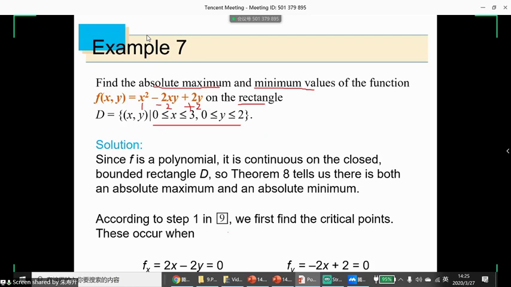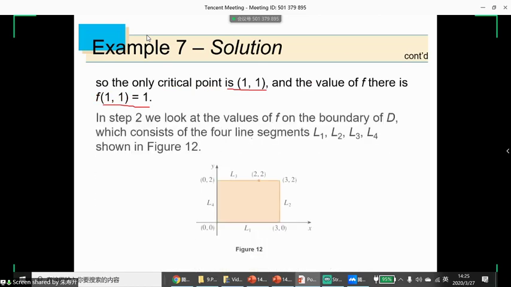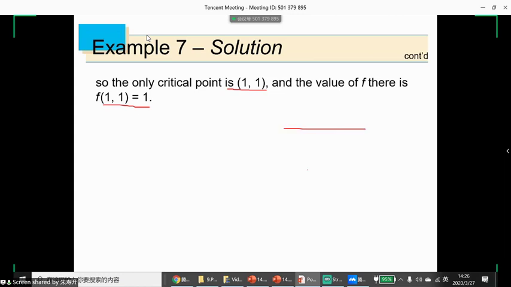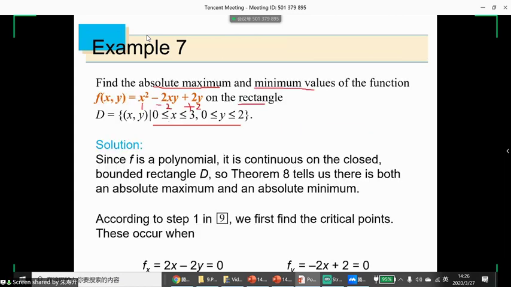So here is the critical point. This is the first step. And we also have to consider the second step, which is the points on the boundary. There are 4 boundaries. The first boundary is x equals 1, and then x equals 3. Another one is y equals 0, and then y equals 2. Okay.